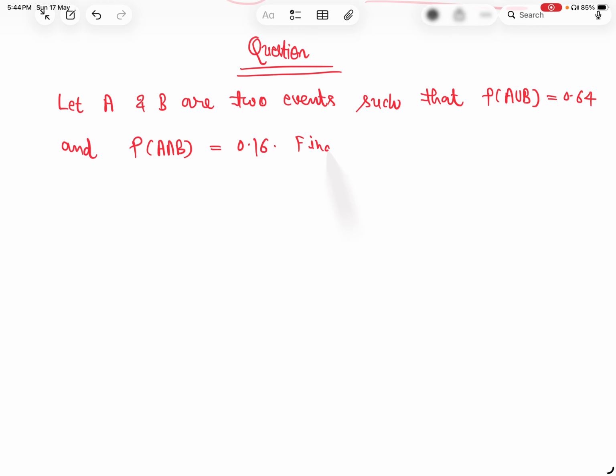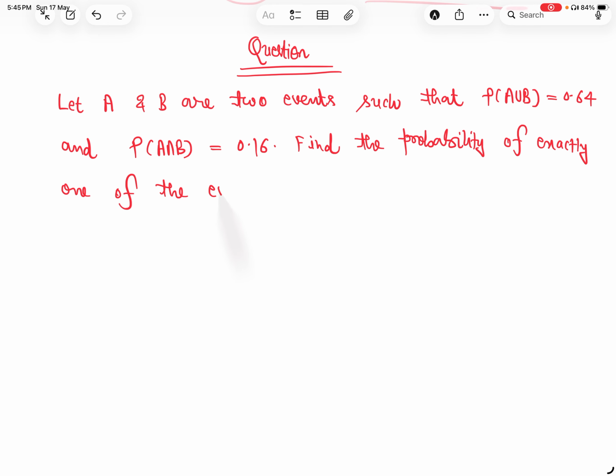Find the probability that exactly one of the events A and B occurs.